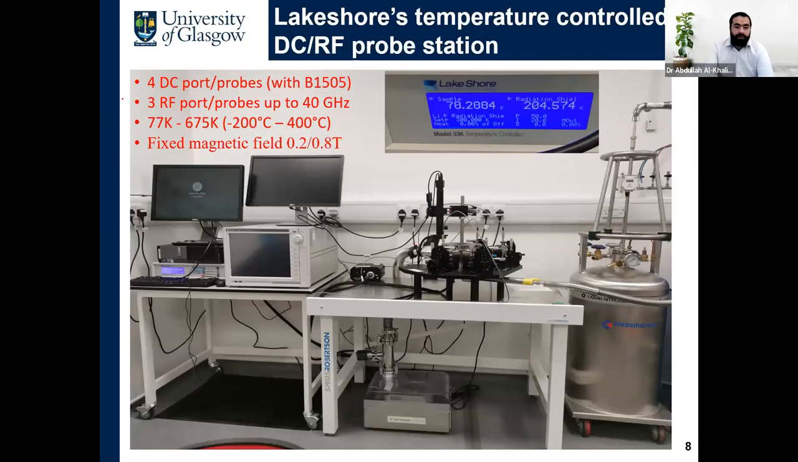Finally, we have a temperature control setup. In this setup, we have four DC ports connected to a B1505, so we can do DC measurements plus RF measurements up to 40 gigahertz, and temperature control between 77 Kelvin to 675 Kelvin. That's about minus 200 degrees to plus 400 degrees. And this is where we have the pump station and the temperature control. So I think that's an overview of the characterization tools.